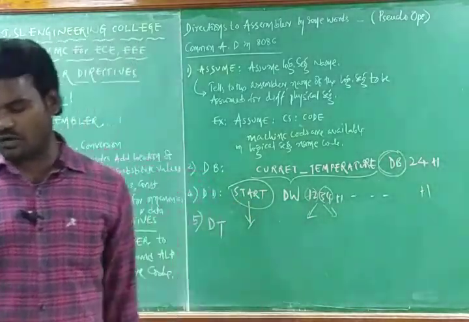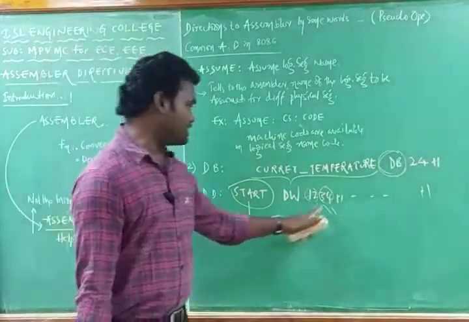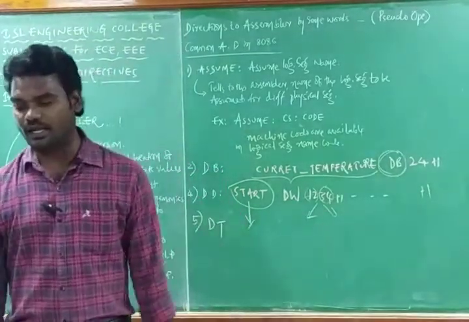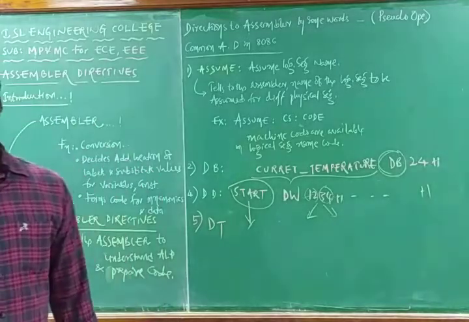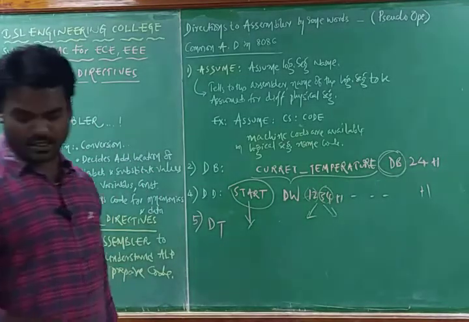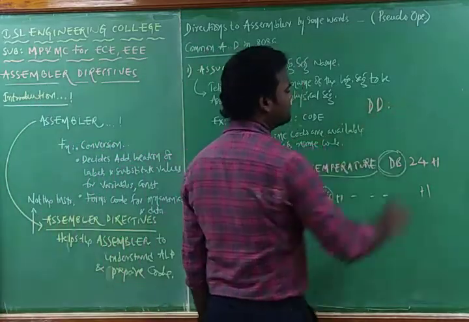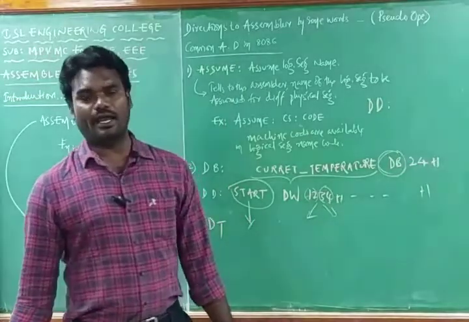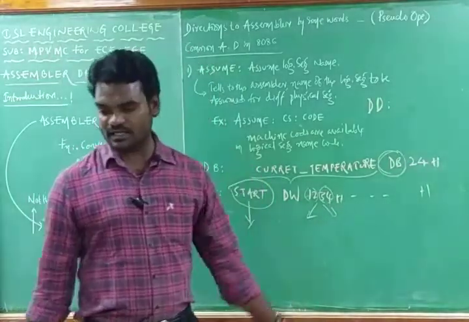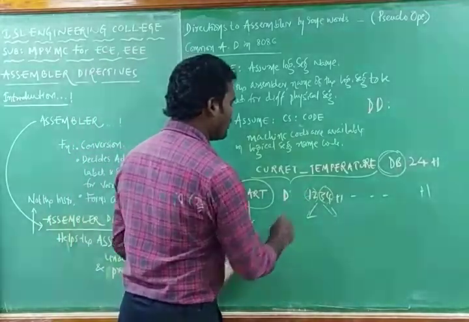And likewise you can go with define double word also. A double word is 32 bits or more, so you can go with define double word. DD is nothing but define double word, and you can take any example; again take the same example, start, and in place of DW we use DD.